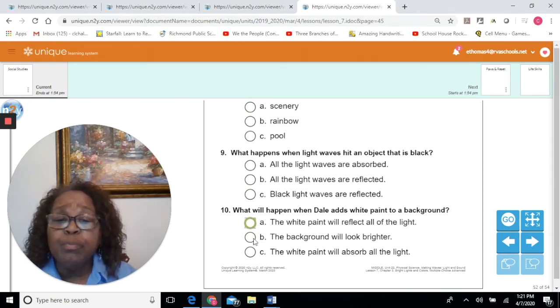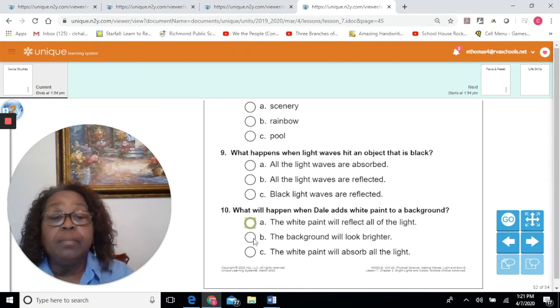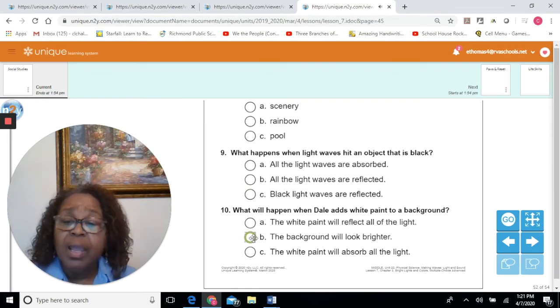And I also remember when we were reading the book that the background will look brighter was another thing that happened when we used the white paint for the background. Let's see if that's correct. Excellent. The background will look brighter.